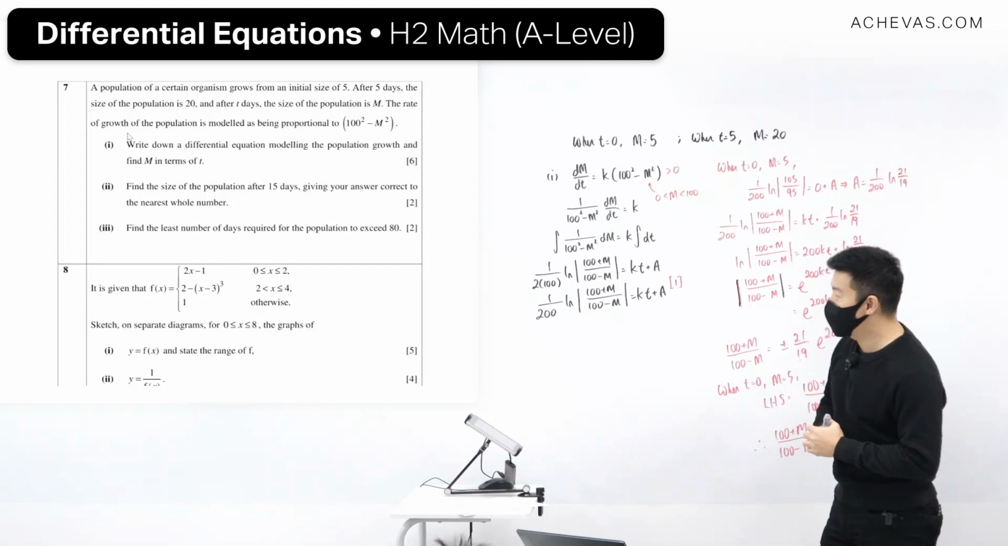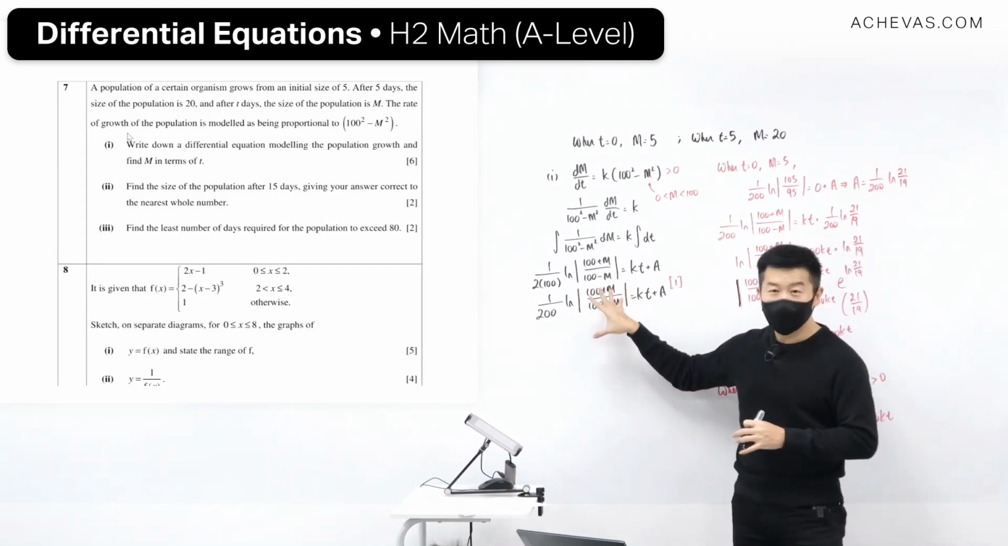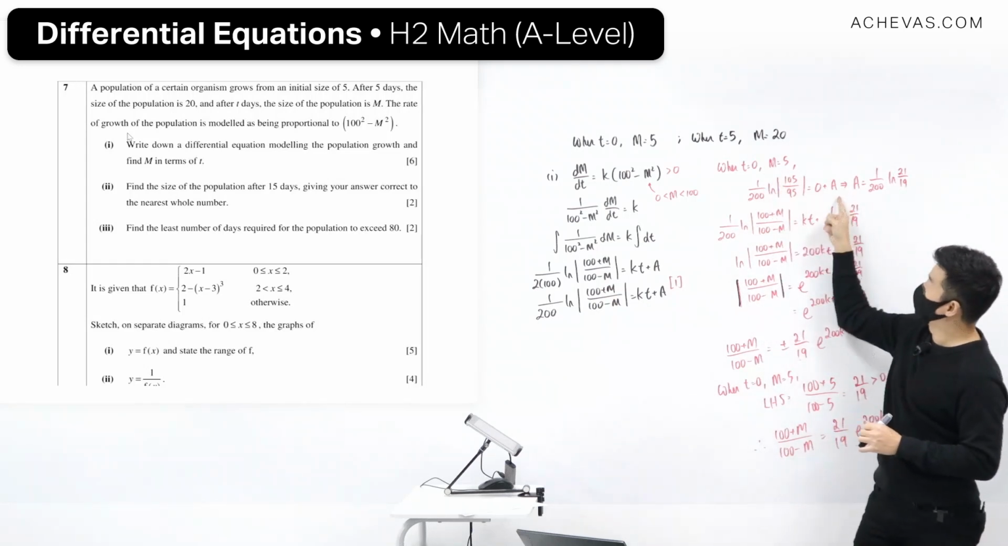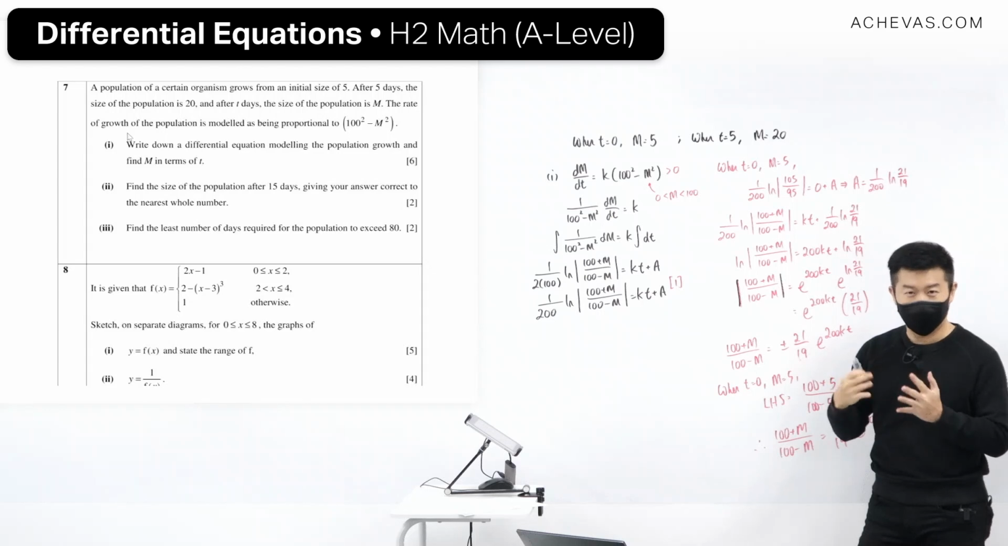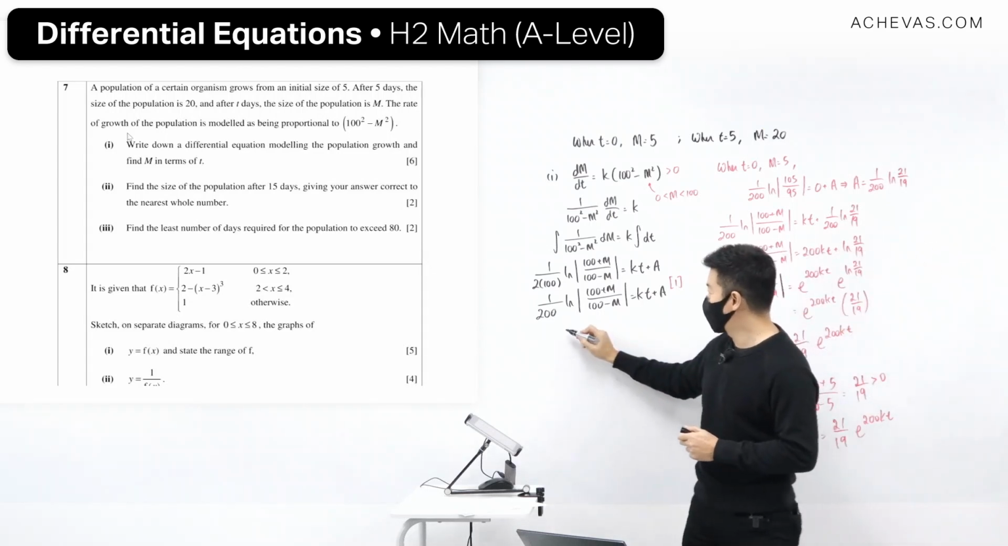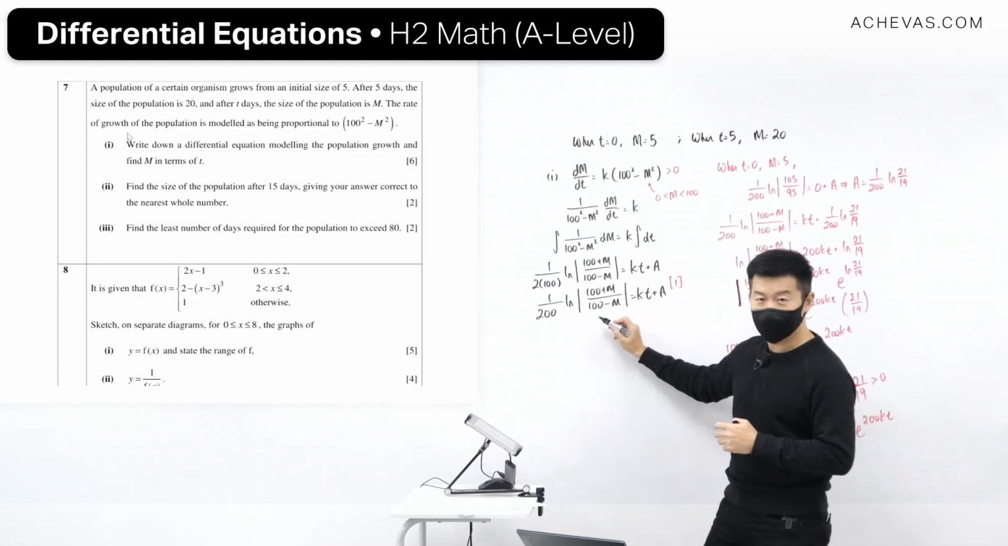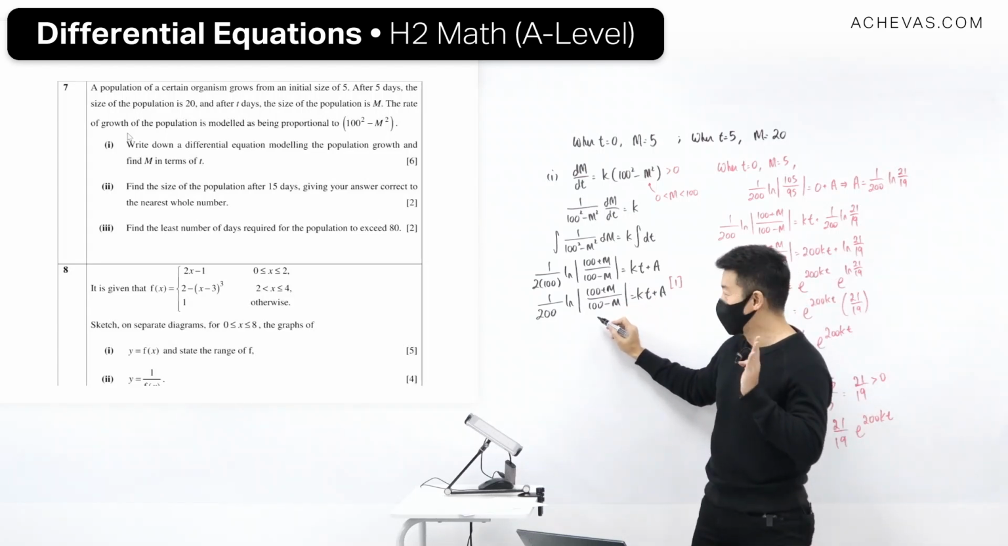I will usually try to remove the modulus first before I try to solve for the unknown constants. Sometimes the process is just very, very smooth. Let me show you. If I were to try to remove the constants first, okay? Sorry, I will try to remove the modulus first. Let me explain how I will remove the modulus.